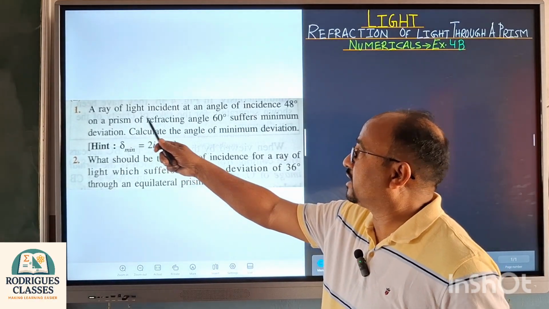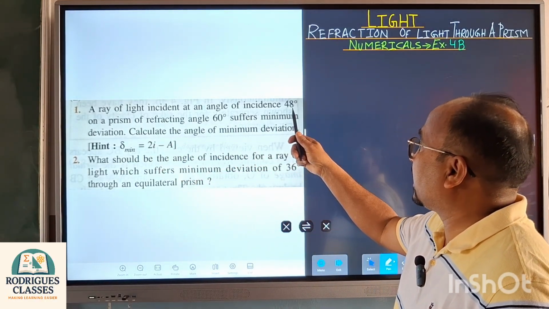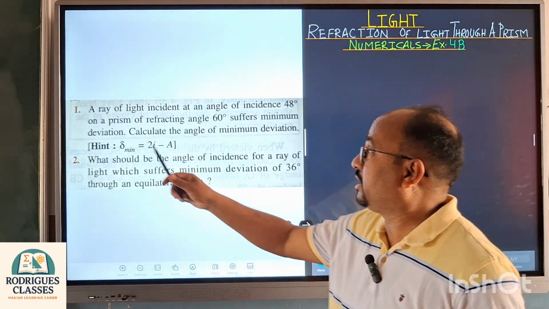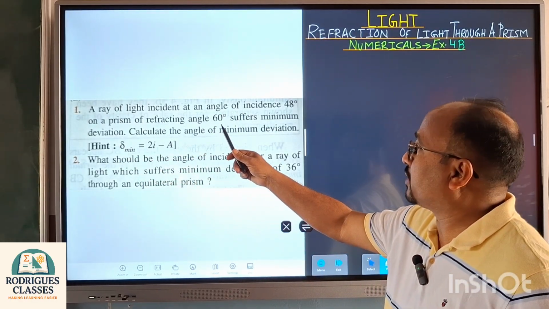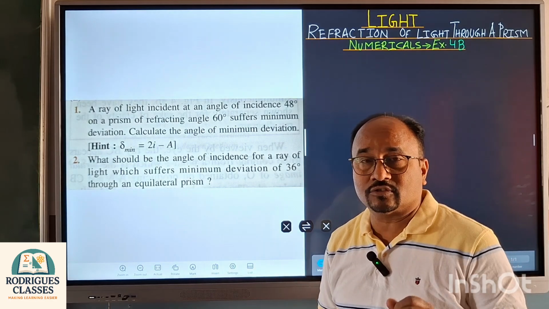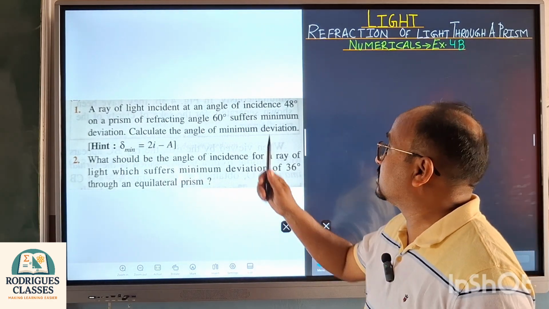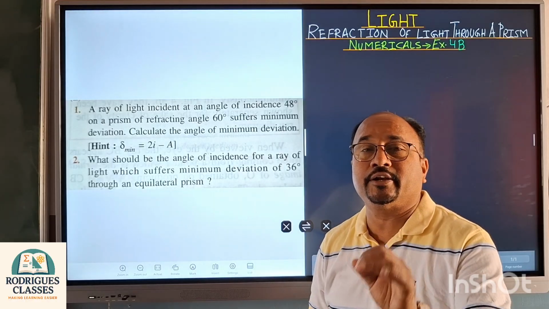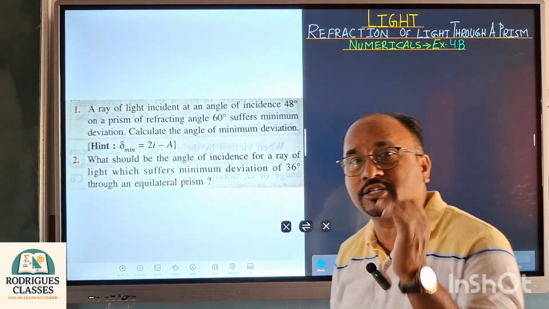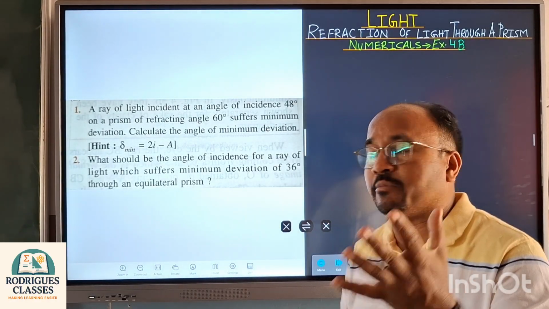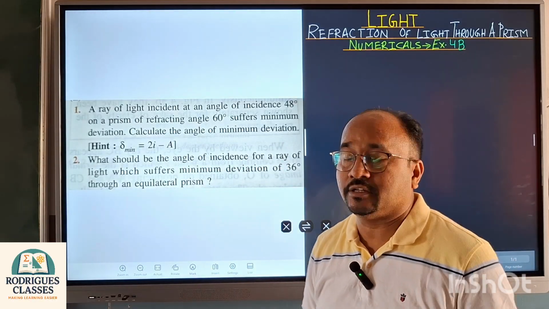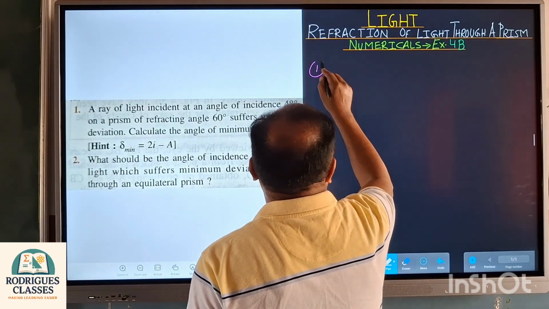The question says a ray of light is incident at an angle of incidence of 48 degrees. So that is your angle of incidence, given on a prism of refracting angle 60 degrees. So 60 degrees is the angle of the prism, that is A, and it suffers minimum deviation. So they have clearly told us it is a minimum deviation condition, so you have to make use of the minimum deviation formula. Calculate the angle of minimum deviation. So we write that formula.